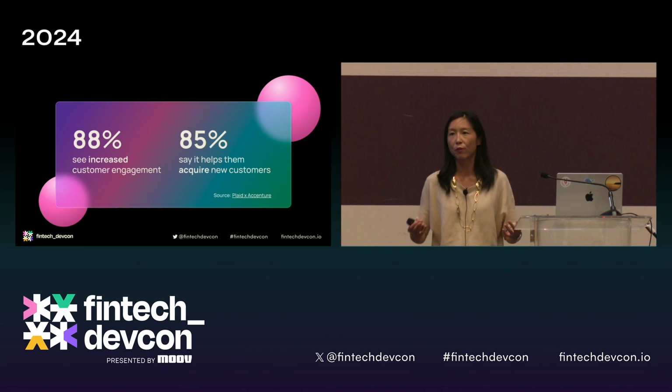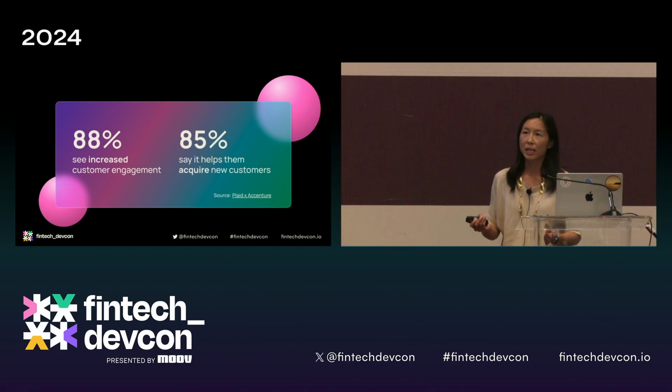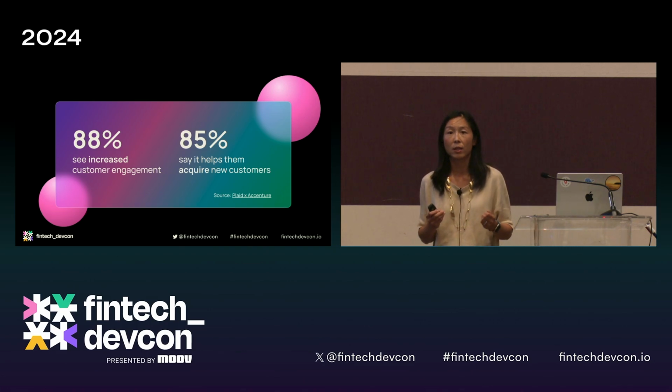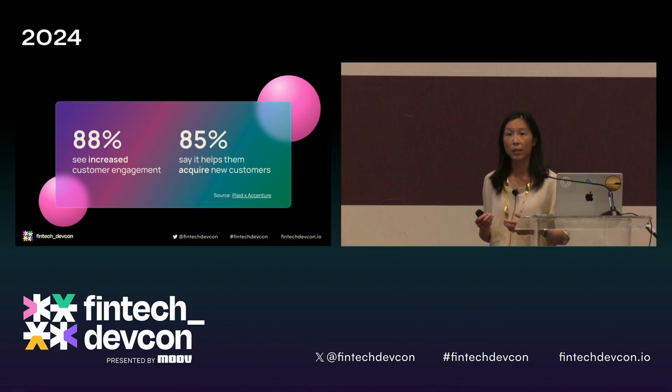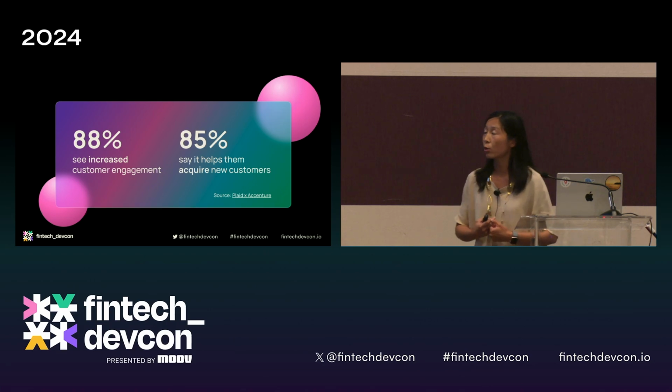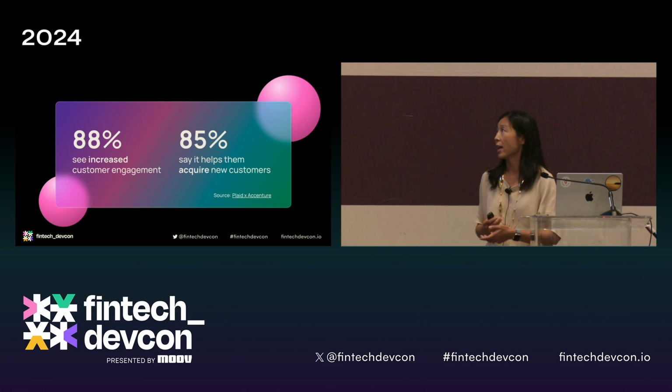And there are so many more features than ever before. Successful implementation can also lead to really great benefits. There was a study done with Accenture and Plaid that showed that 88% of companies that added fintech products to their software stack saw increased customer engagement, and 85% of those said it helped them acquire new customers.